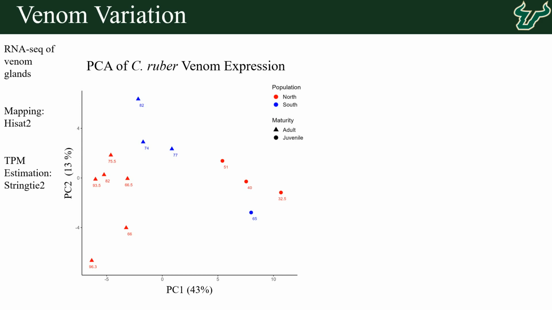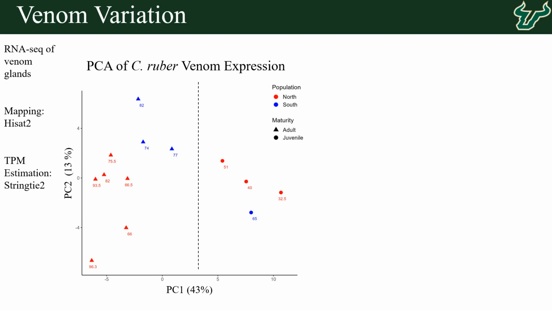So we ran a PCA on these data, and we can see that individuals separate on PC1, which has 43% of the variance, primarily due to size. So individuals on the right here are 65 centimeters or below, and individuals on the left are larger than 65 centimeters. PC2 appears to capture some geographic variation as well.